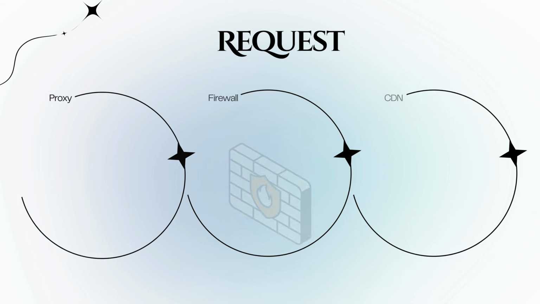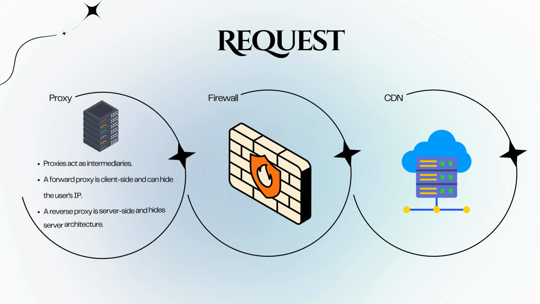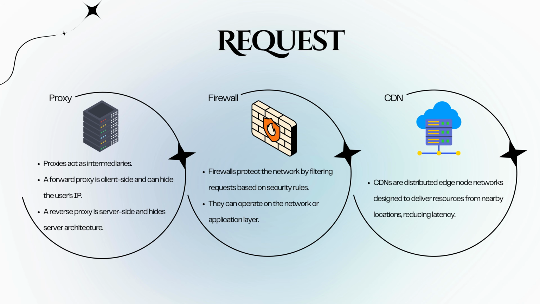After preparing the HTTP request, the browser sends it to the target web server, often passing through intermediary layers like proxies, firewalls, and CDNs. Proxies act as intermediaries. A forward proxy is client-side and can hide the user's IP. A reverse proxy is server-side and hides server architecture. Firewalls protect the network by filtering requests based on security rules. They can operate on the network or application layer. CDNs, content delivery networks, are distributed edge node networks designed to deliver resources from nearby locations, reducing latency.